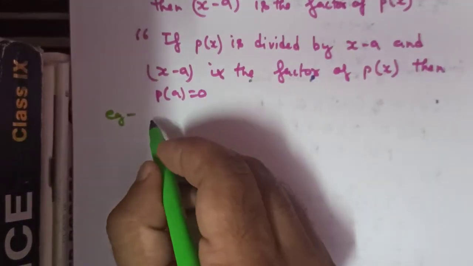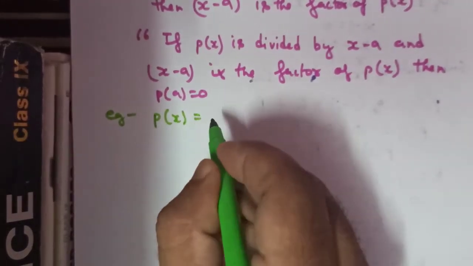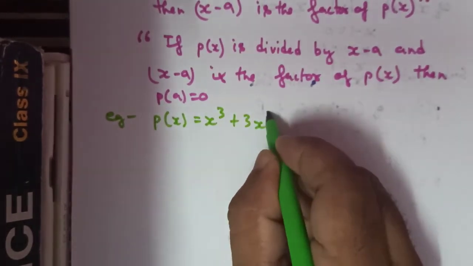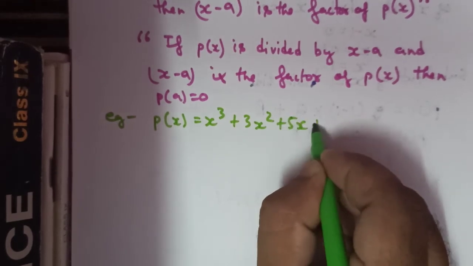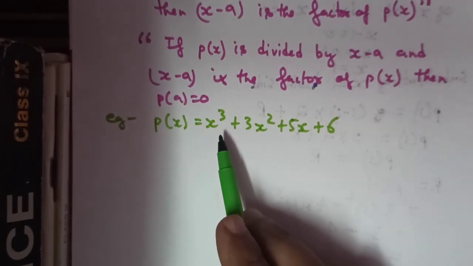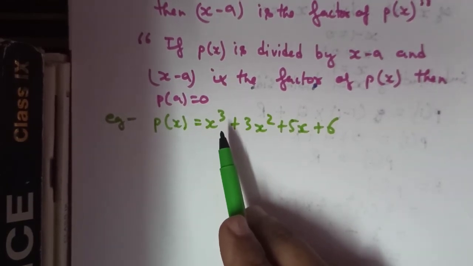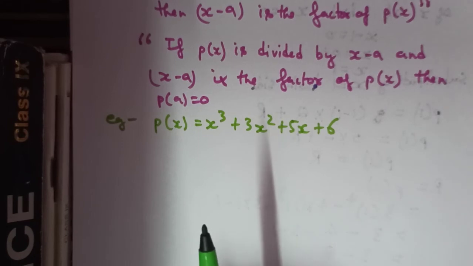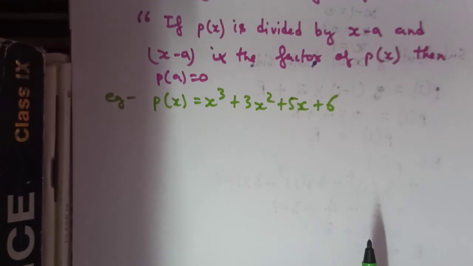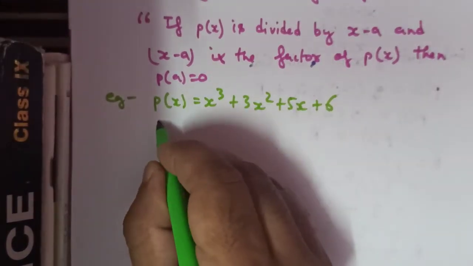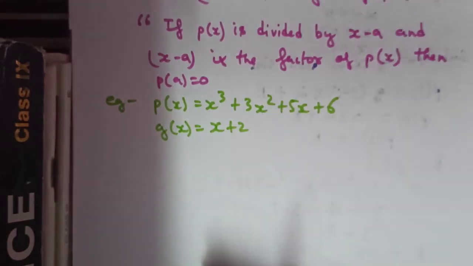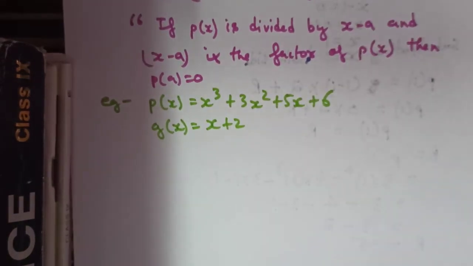Like, I've taken a polynomial p(x) as x cube plus 3x square plus 5x plus 6. So the first condition to be satisfied is that the degree of the polynomial should be greater than or equal to 1. So it is satisfied. The degree of the polynomial is 3, which is greater than 1. Now it is divided by x minus a. So we have g(x) equal to x plus 2. So it is divided by x minus a.